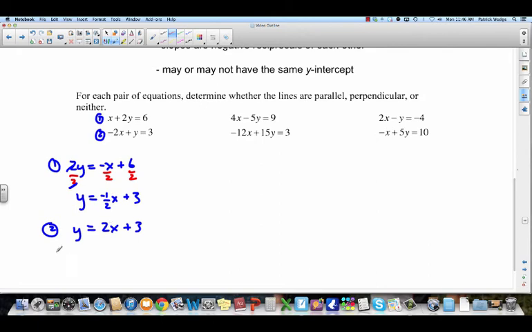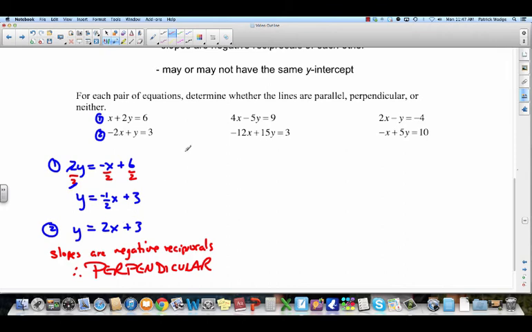What would you say about those? I would say that the slopes are negative reciprocals. So what does that mean? It means these two lines are perpendicular. Okay, so that's one way you could do it, is by isolating the y like that.